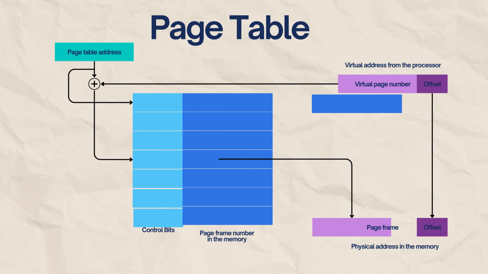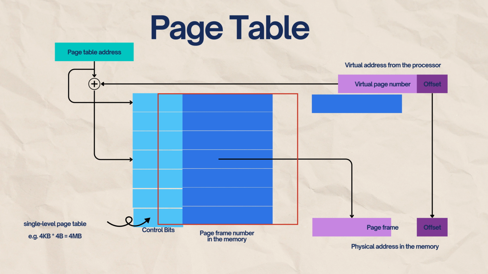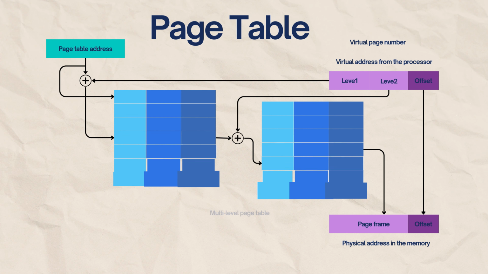The simplest page table is a single-level page table. Each process has a linear page table, and the page number directly indexes into it. But large address spaces make this memory heavy. For example, on a 32-bit system with 4 kilobyte pages and 4B entries, the page table needs 4 megabytes of memory. To reduce memory usage, multi-level page tables were introduced.